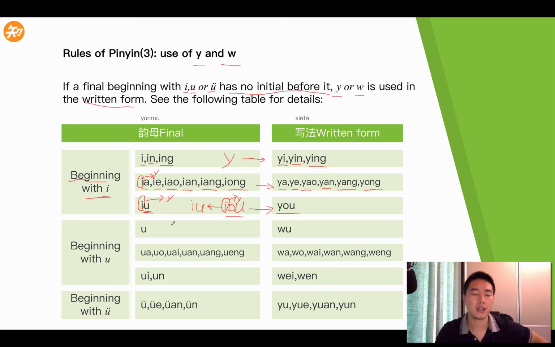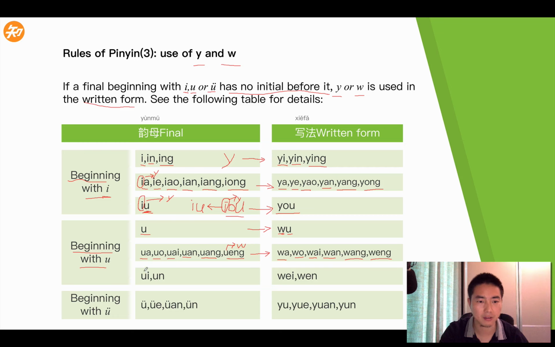Okay, now we are going to the second big group, which is beginning with the u. Firstly is u itself. So for u itself, we need to add the initial W before the final u, so it becomes wu. The second group is wa, wo, wai, wan, wang, weng. So we just change the final u into the initial W like this. So it becomes wa, wo, wai, wan, wang, weng.